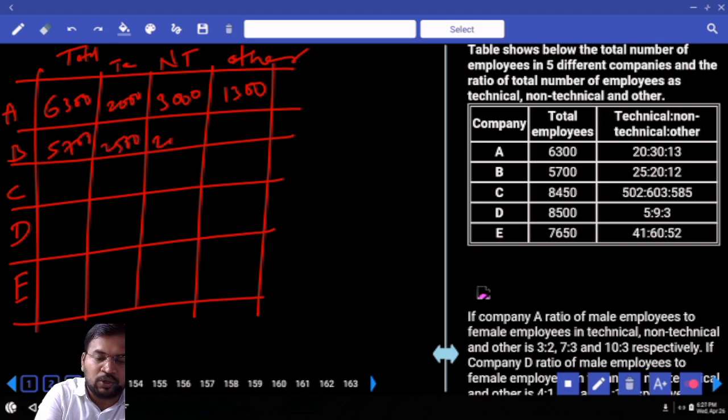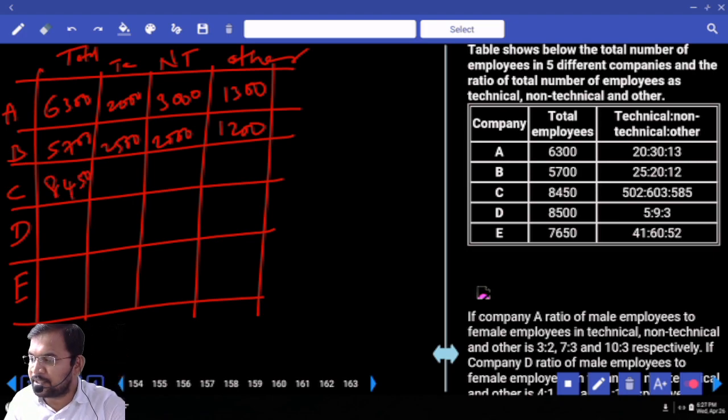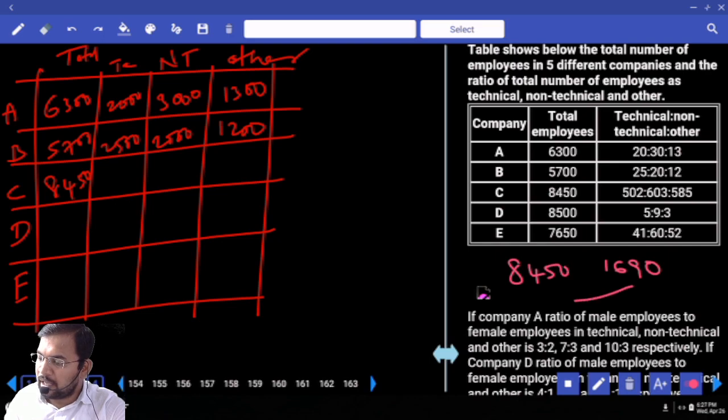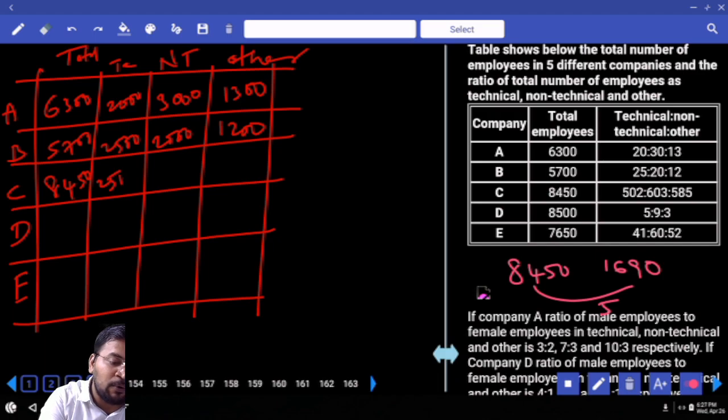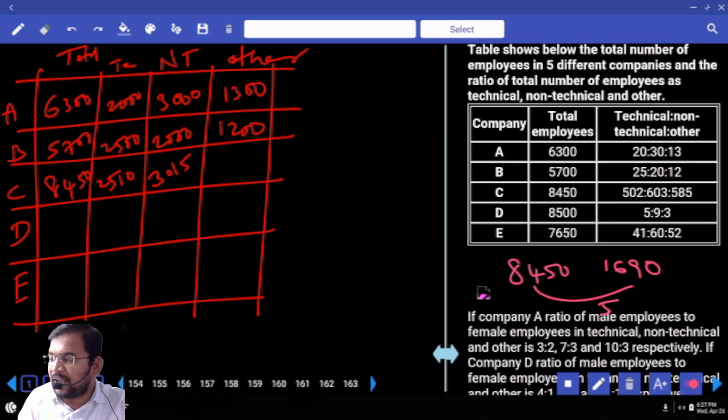2500, 2000, 1200. Next, C is 8450, na. So total it is how much? How many parts? 11, 16, 16 and 90. 1690 only. This is 84. I think exactly 5 times, na. 1600 5 times is 8000, 90 5 times is 450. Now tell me 502, 5 times: 2510. 603, 5 times: 3015. 585, 5 times. 600 5 times is how much?